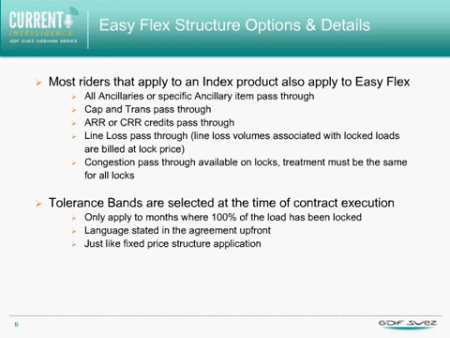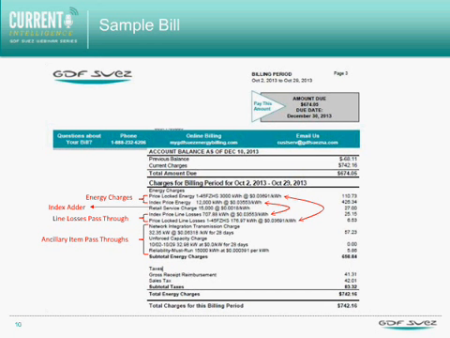Let's look at a sample bill. So this is a sample of an actual EasyFlex customer bill, and this customer has done one lock. To walk you through step by step, the first thing I want to point out to you is the energy charge lines. And you'll see there are two lines identified. One is the price lock energy at 3,000 kilowatt hours at the stated lock price. The second line is for the remaining index portion of the load, 12,000 kilowatt hours, at the prevailing market rate.